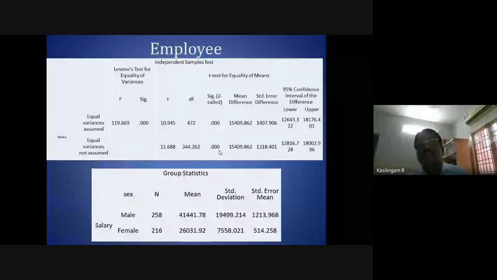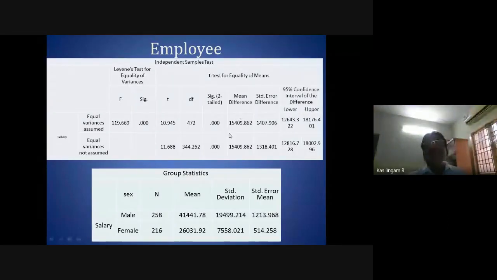What is the t value? The t value is estimate divided by standard error. Here in ANOVA and in an independent sample t-test, our estimate is the difference between two means, x1 bar minus x2 bar, divided by standard error. That is 15,000 something divided by 1,400. That is why it is 10.